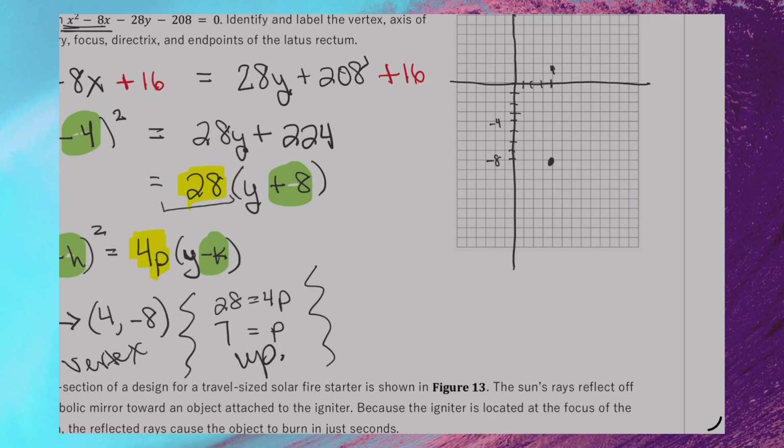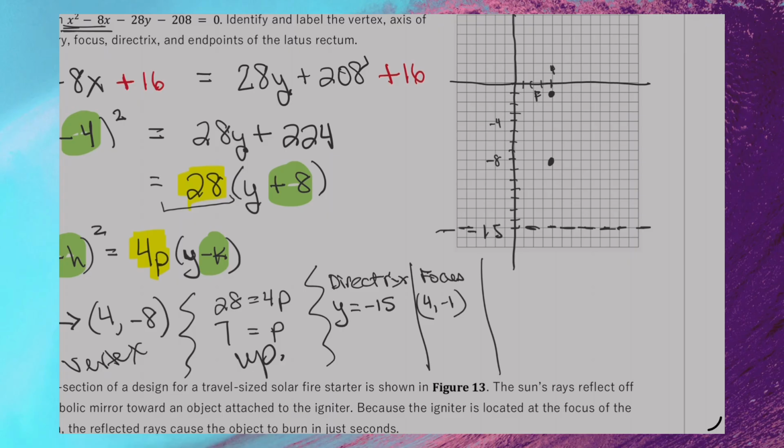If I go up 7, that'll be my focus. If I go down 7, we'll be at -15, and that will be my directrix line. Okay, so directrix is y equals -15. Focus is 4, -1. And lastly, I do believe they want the endpoints of the latus rectum.